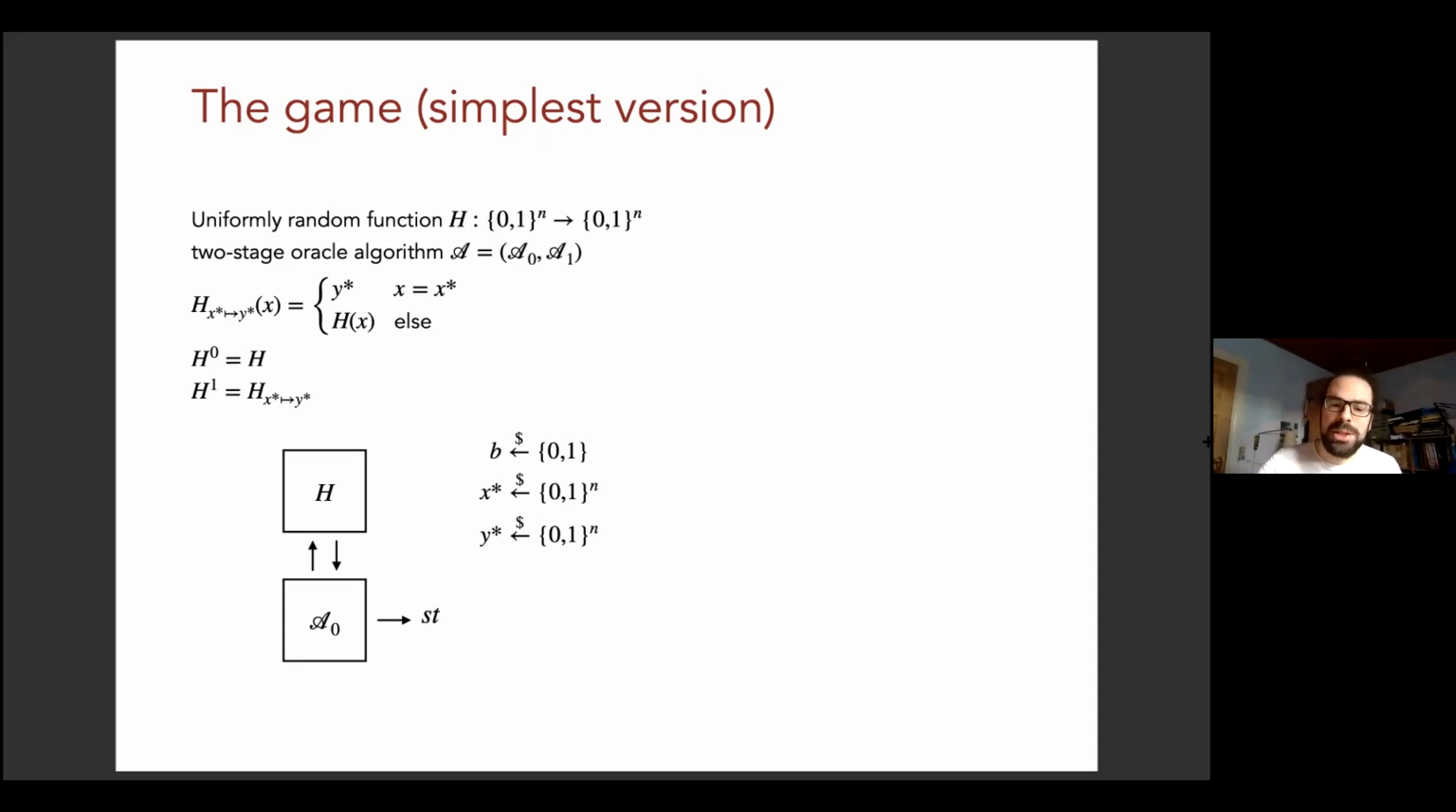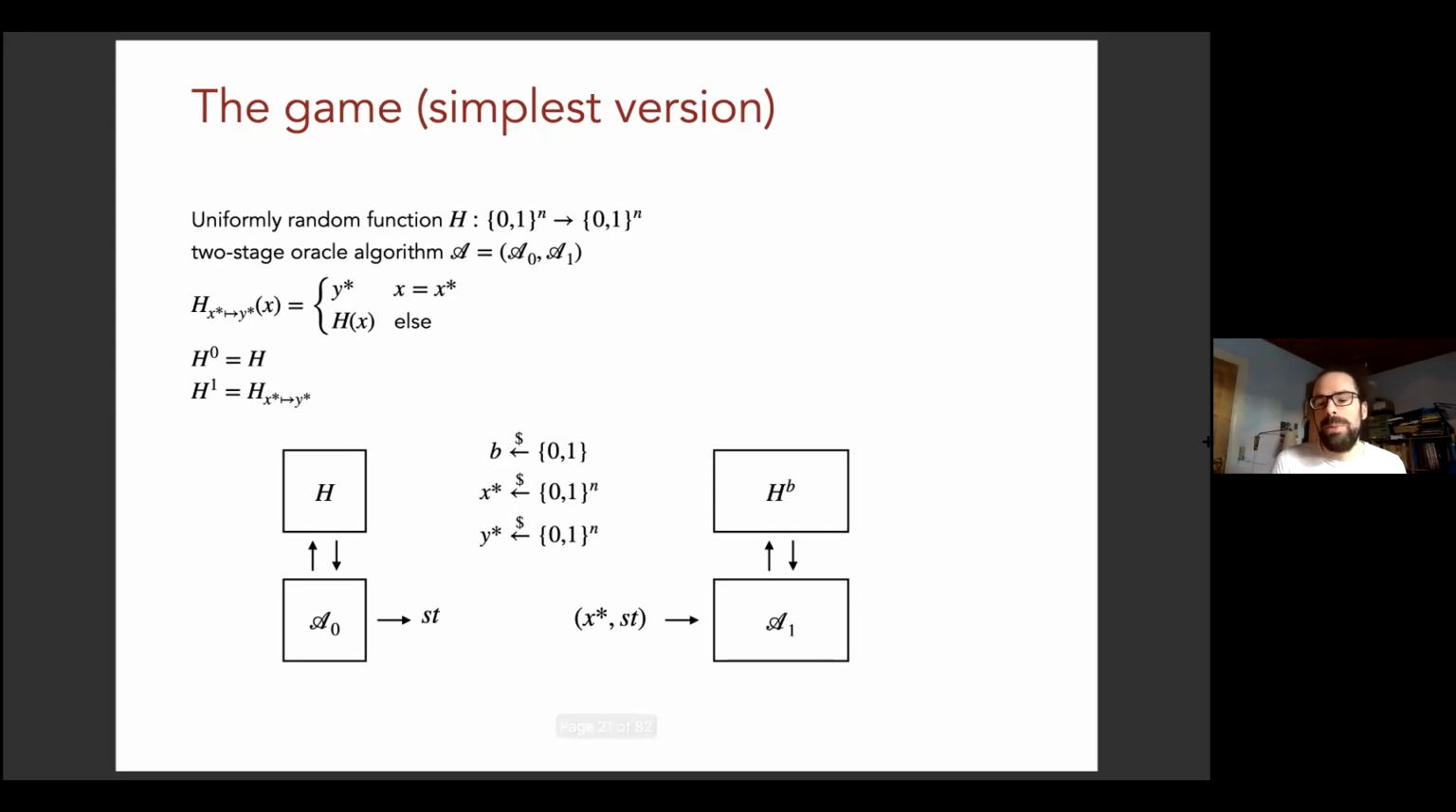Now the second stage of the game proceeds by A1 receiving the internal state and x star, the potentially reprogrammed input, as an input. And then it can interact with an oracle for hb. So that is for the original function if b equals 0, and for the reprogrammed version if b equals 1. And finally, A1 is supposed to output a guess for the bit b, which we call b prime. Of course, A now wins this game if b prime is equal to b, right?